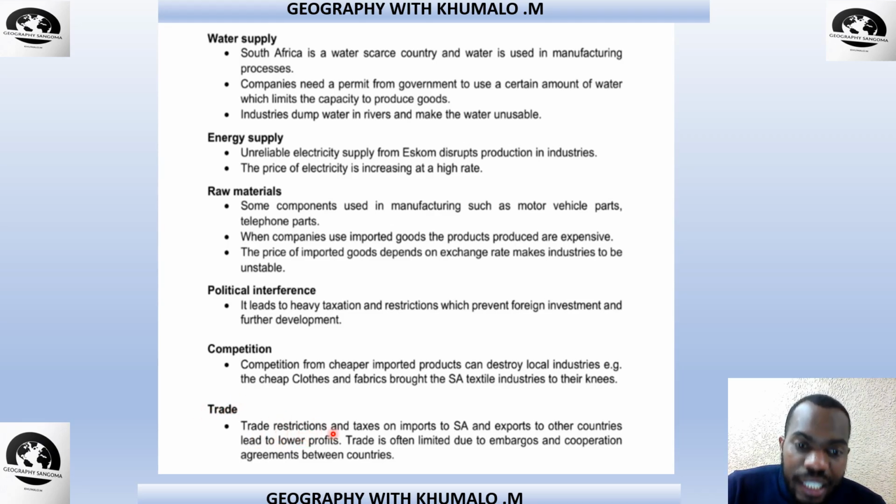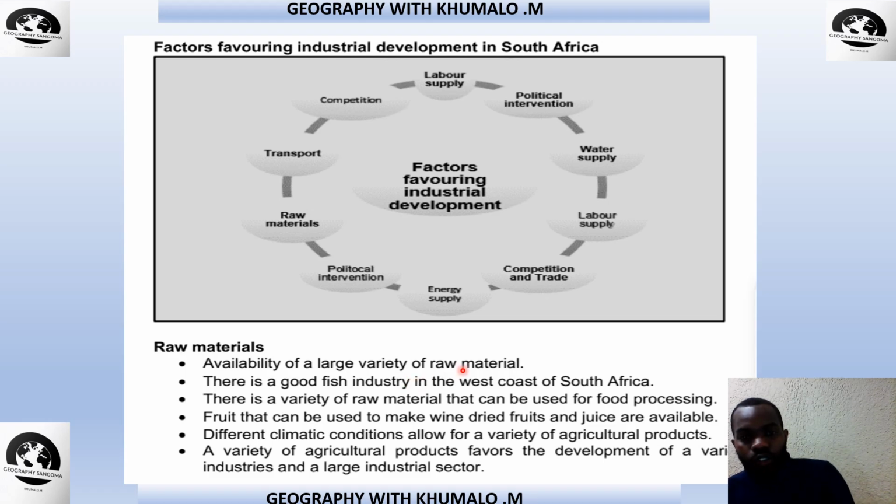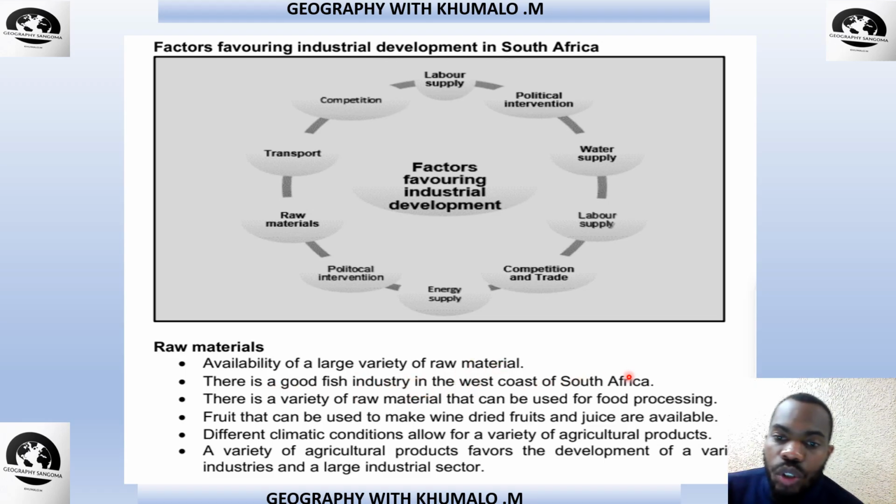Trade. The trade restrictions and taxes on imports to South Africa and exports to other countries lead to low profits. Trade is often limited due to embargoes and cooperation agreements. And then the factors that are favoring, we've got availability of raw materials, the large variety of raw materials. There is a good fish industry on the west coast of South Africa.